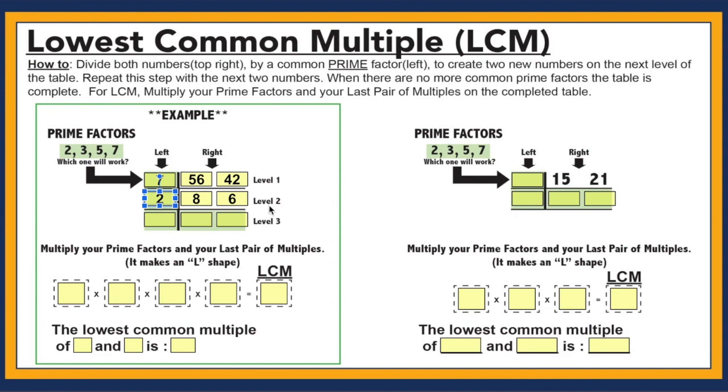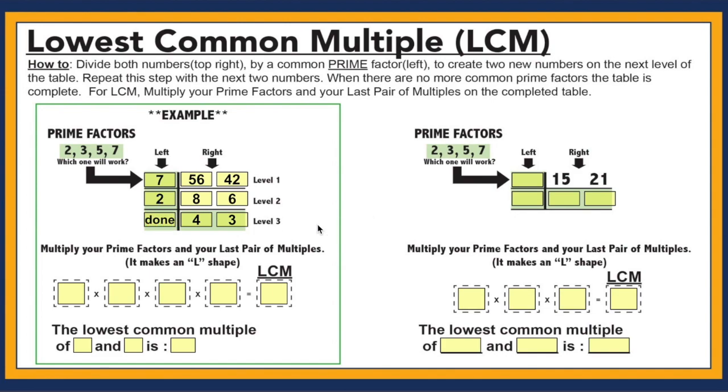Now we can do our second level of division. 8 divided by 2 is 4, and 6 divided by 2 is 3. So now we have a third level, and we're asked to do the same step again. Will a prime factor divide 4 and 3 evenly? If your answer is no, right on. None of the prime factors will divide 4 and 3 evenly. So this table is done.